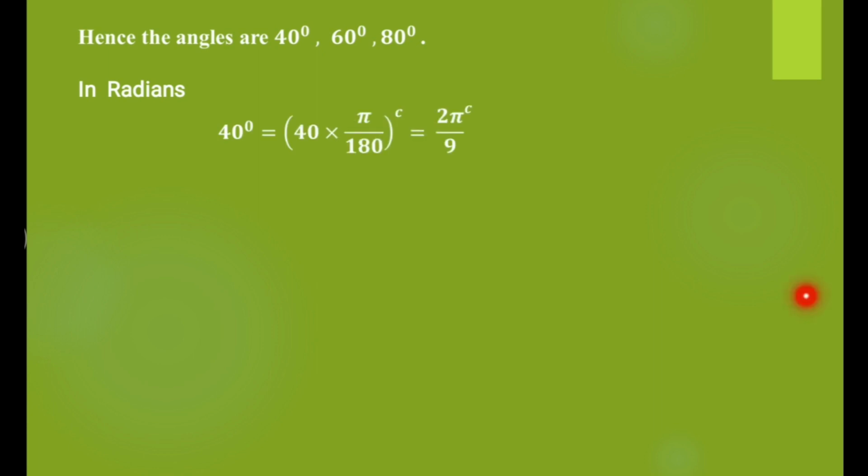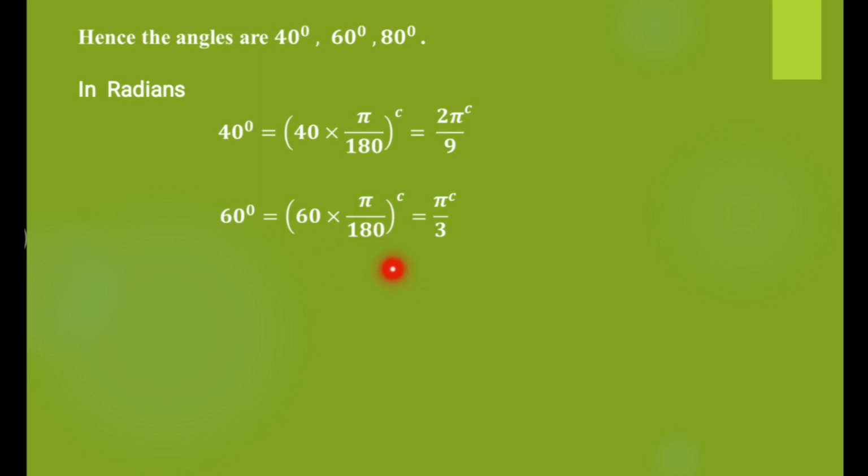So we write in radian form for 40 degree. So we convert this degree to radian form. For that we have to multiply this 40 by pi upon 180, so as to convert into radian form. So we simplify this 40 and 180. So we get here 2 pi by 9, which is in radian form. Similarly, we have to convert this 60 degree to radian form. So we multiply 60 by pi upon 180.